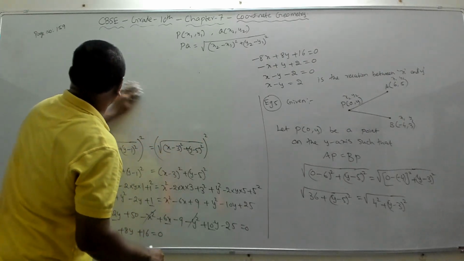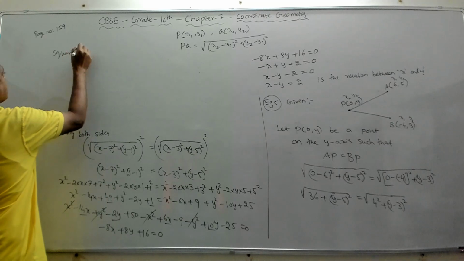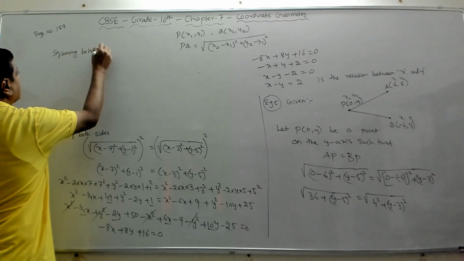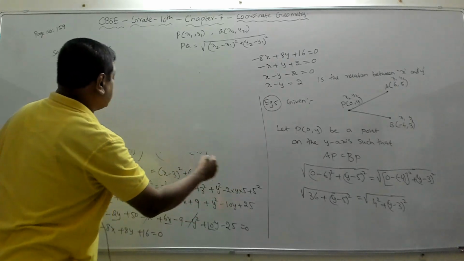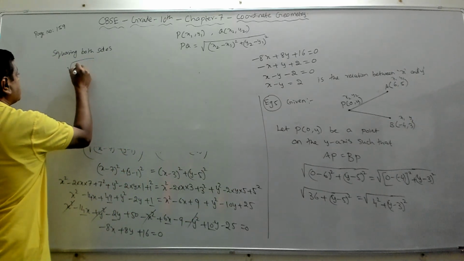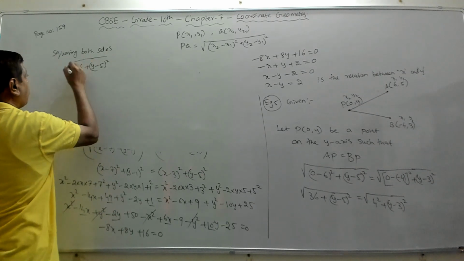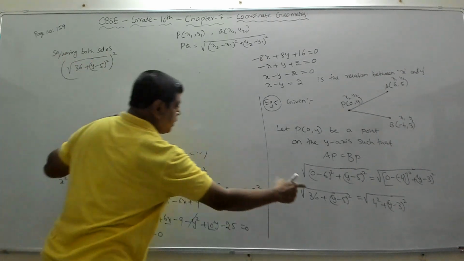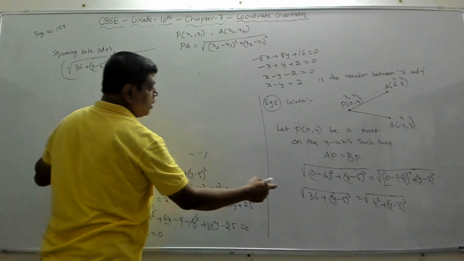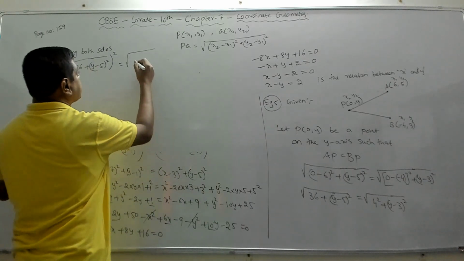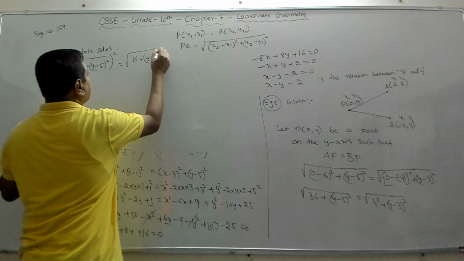Now we'll square both sides. So squaring both sides, what do we get? We get the square root of 36 plus (y minus 5) the whole square, then the whole square. We are squaring this side and this side. So that is equal to the square root of, again, 4 square, 16, plus (y minus 3) the whole square.